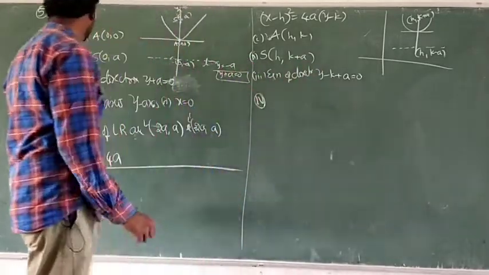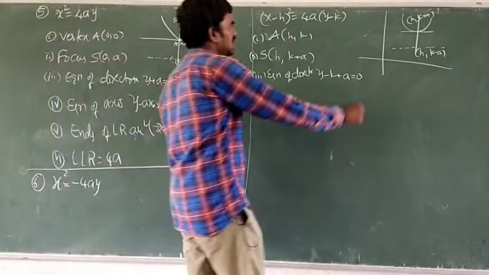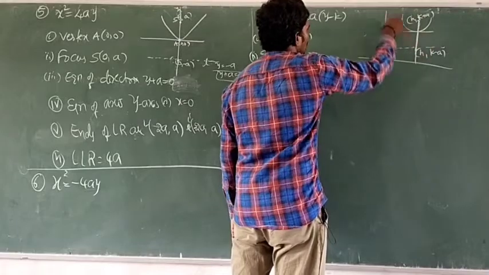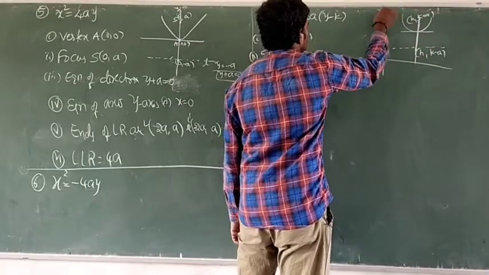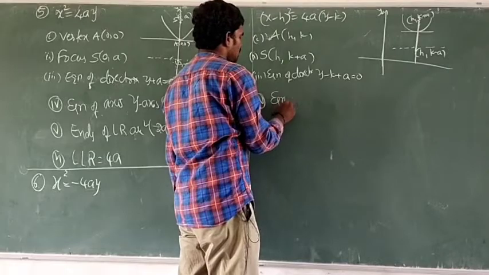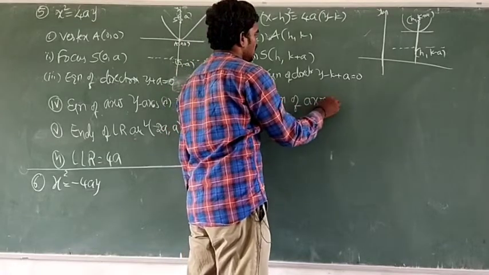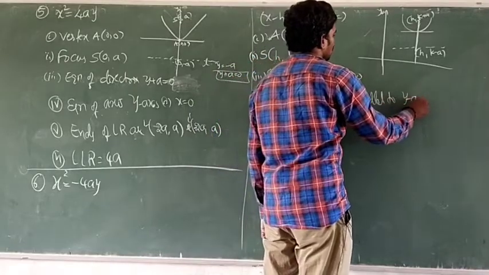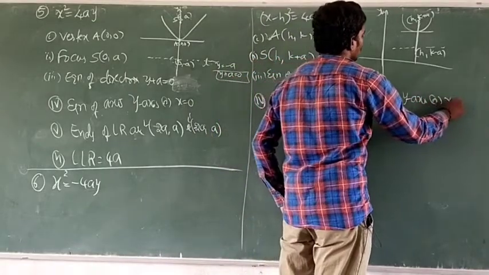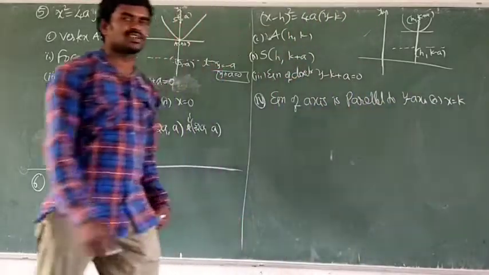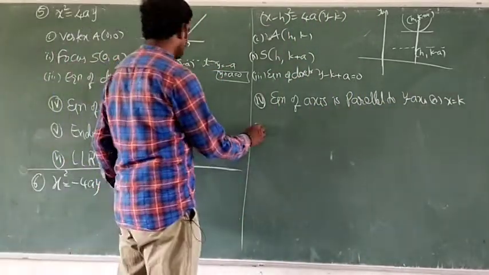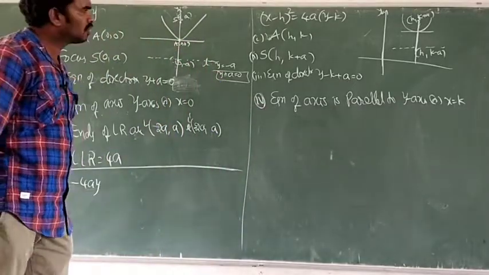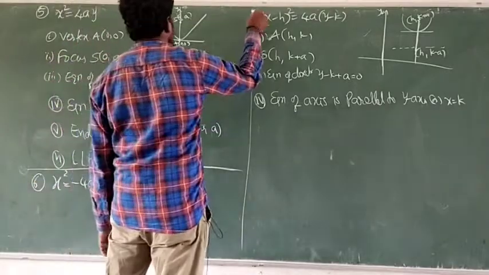Next, fourth one, equation of axis. Here the equation of the axis is parallel to the y axis. That means x is equal to h. Next, fifth one, ends of latus rectum: no need to write. Length of latus rectum is 4a. That's it. 7.